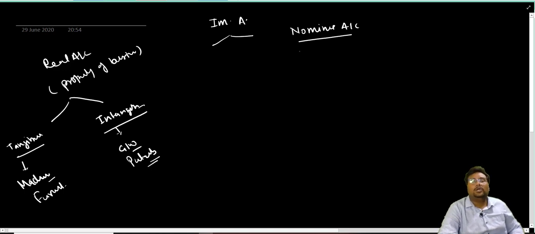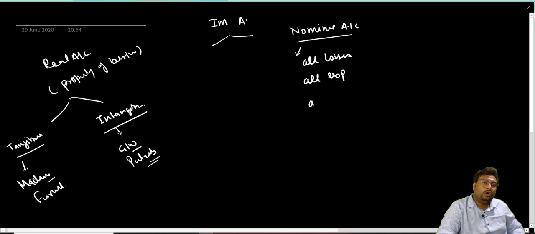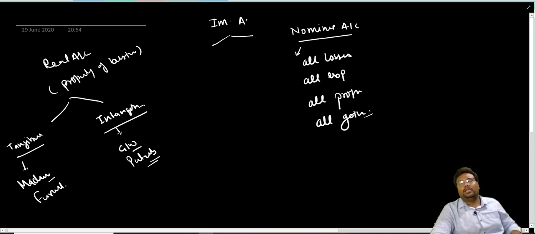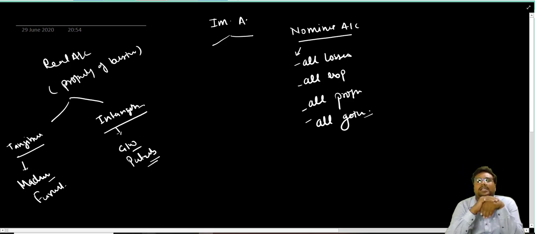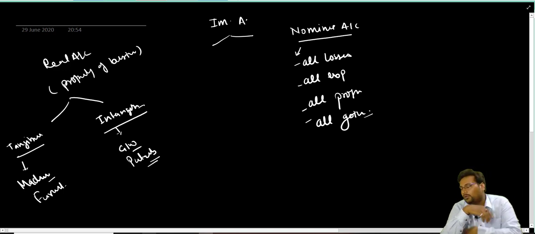What is a nominal account? Nominal account is all about all losses, all expenses, all profit, and all gain. Okay, so nominal account is all about these four: all losses, all expenses, all profit, and all gain. That is what a nominal account is. Now come to the point. I hope now the types of account are clear to you. Personal account is clear, real account is clear, nominal account is clear.